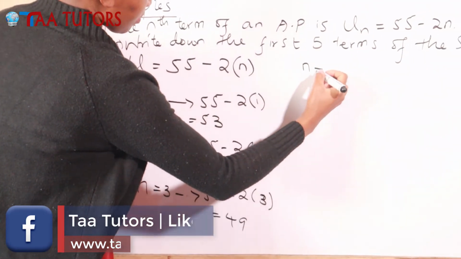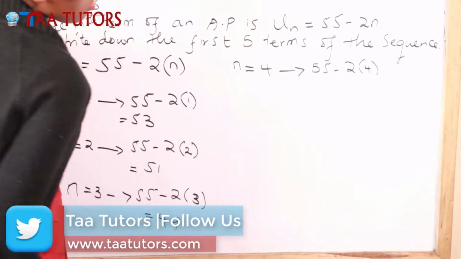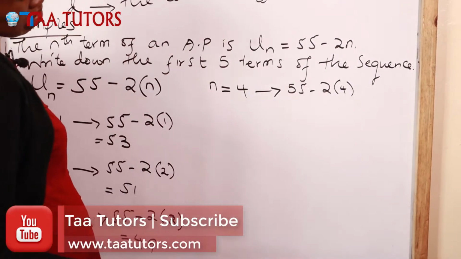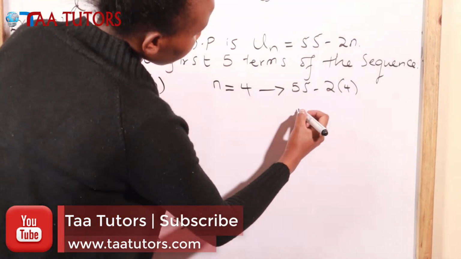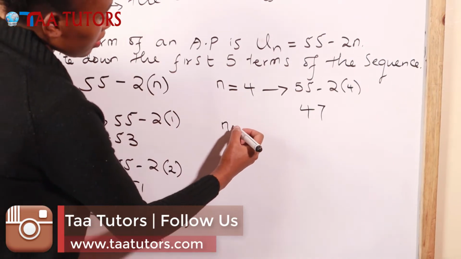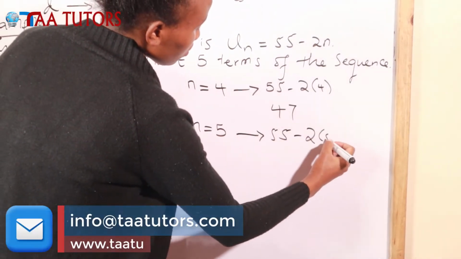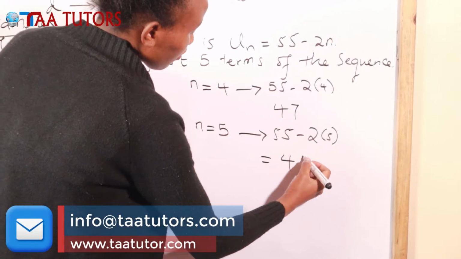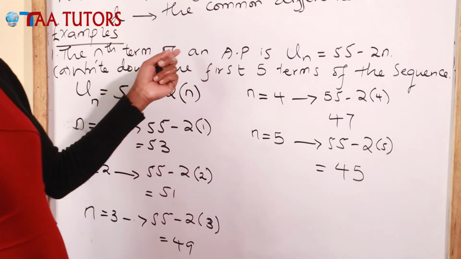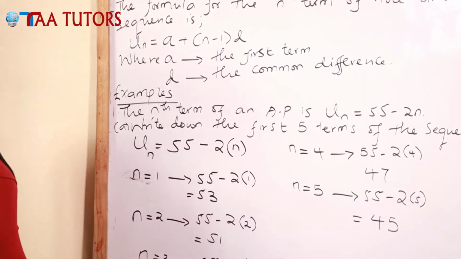When n is 4, it's going to be 55 minus 2 into 4, so 55 minus 8 is 47. And then last but not least, when n is 5, the fifth term is 55 minus 2 into 5, so the answer is 45. So that's the first example: when you want to find the 5 terms of the sequence, given that the nth term of that sequence is 55 minus 2n.